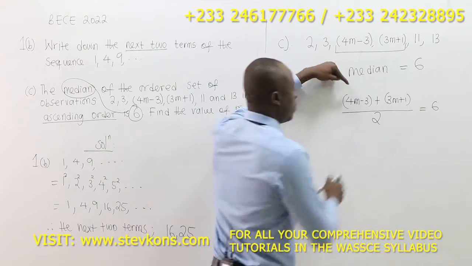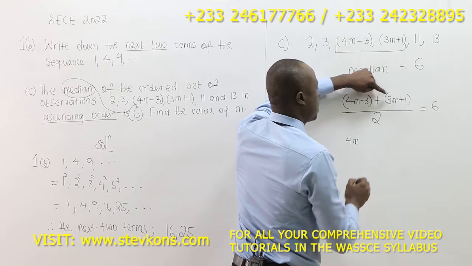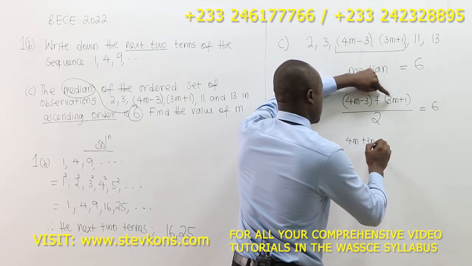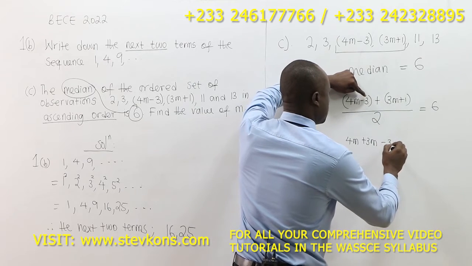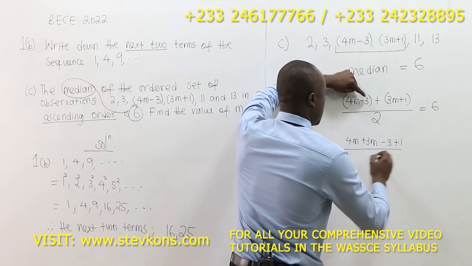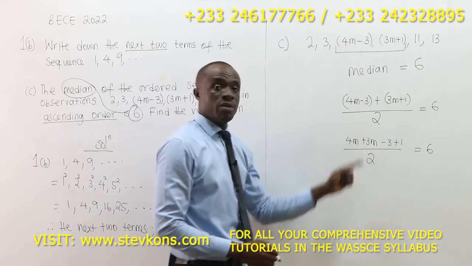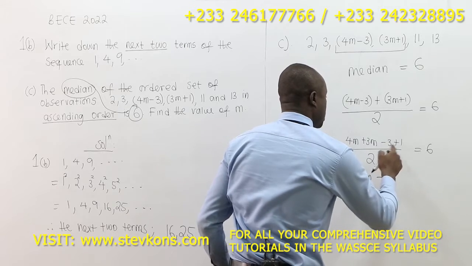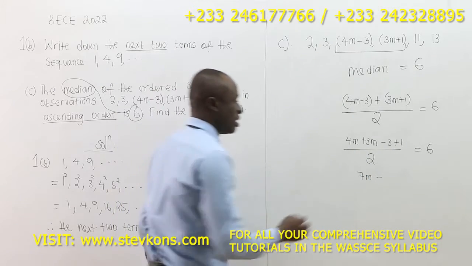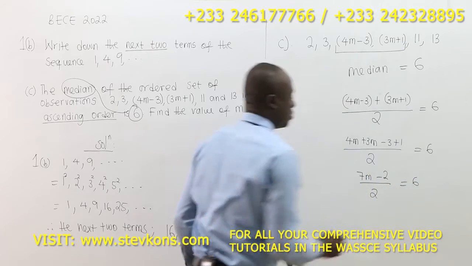Now, you see this is addition. So it's the same as 4m plus 3m. Plus 3m is not multiplication, it's addition. What do you have here? Minus 3 plus 1 over 2, and this is equal to 6. 4m plus 3m, that is 7m. Negative 3 plus 1, that's negative 2. So 7m minus 2 over 2 equals 6.